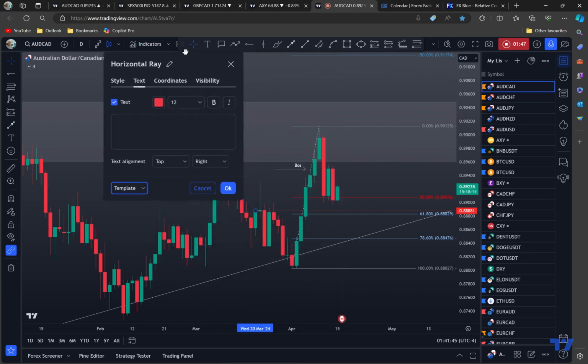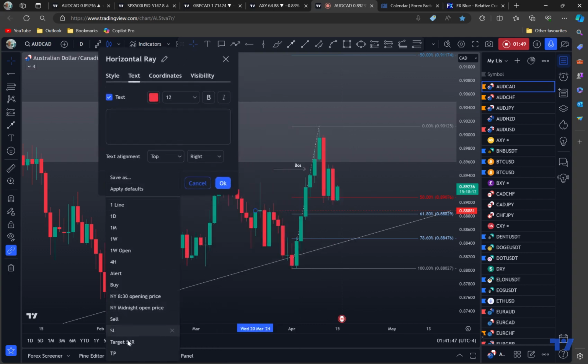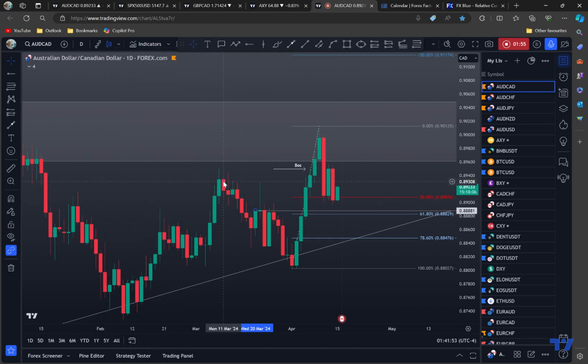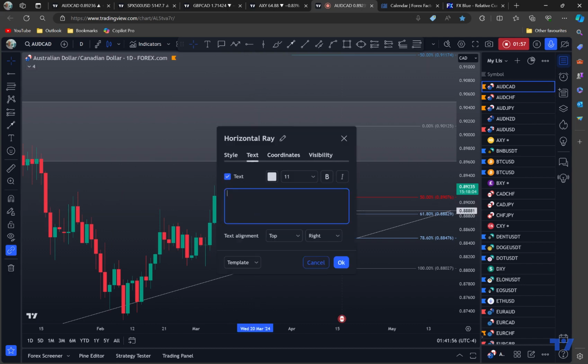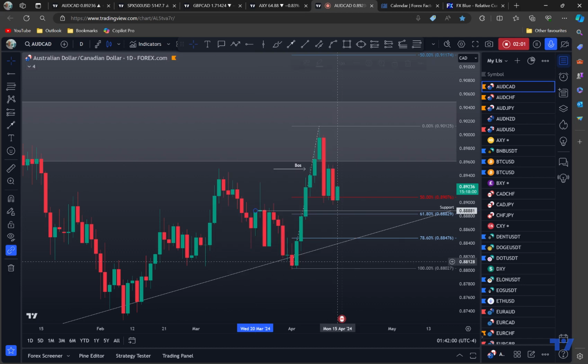Hang on, it's there somewhere. Oh, I don't have it. Okay, just make it a line. There you go. So that white line is a support line. I'll just call it support. Something like that. Take out the fib. There's support. This here is also a key level.